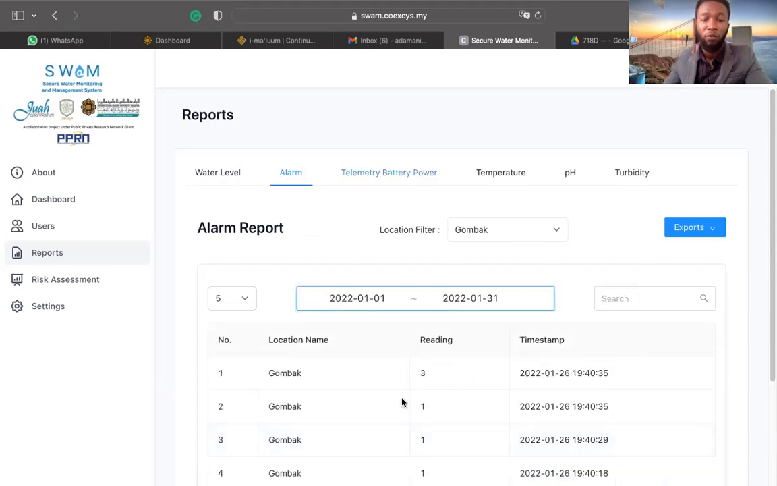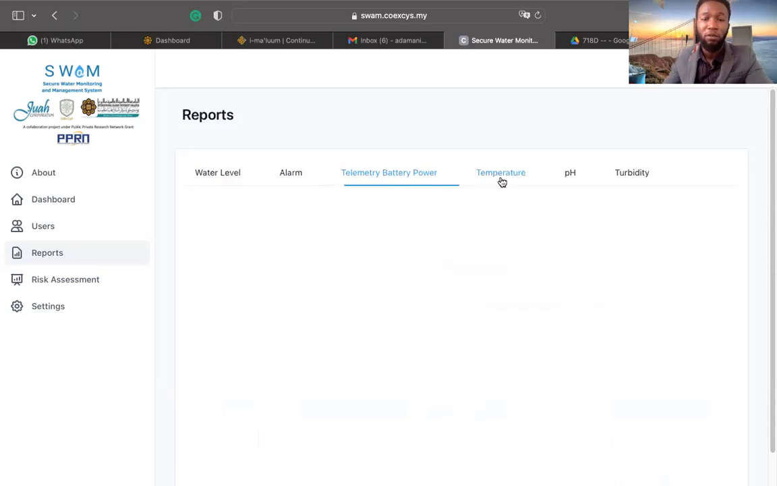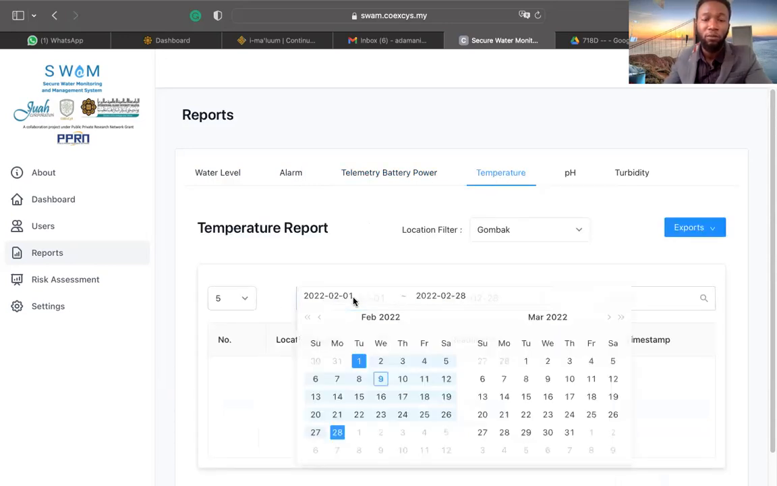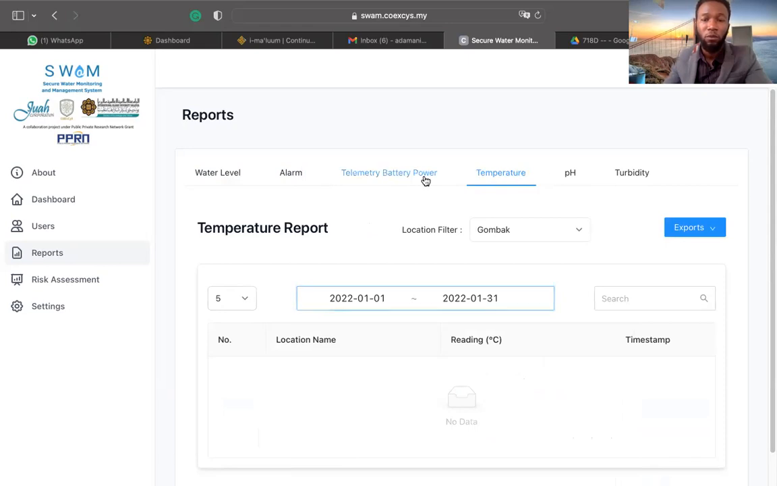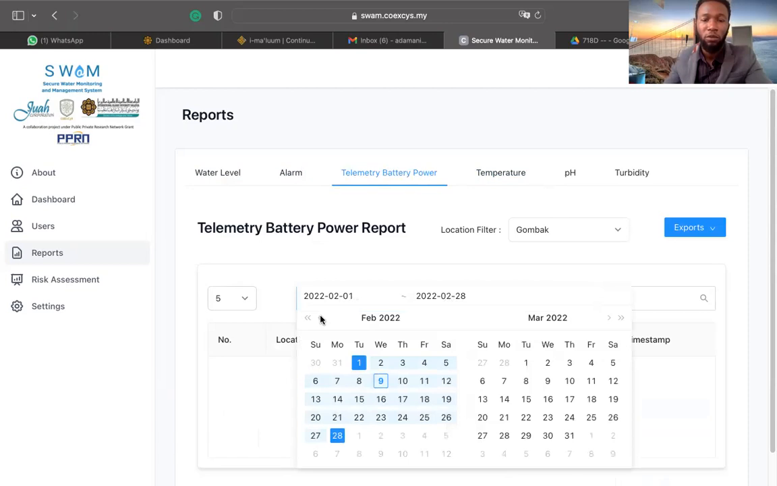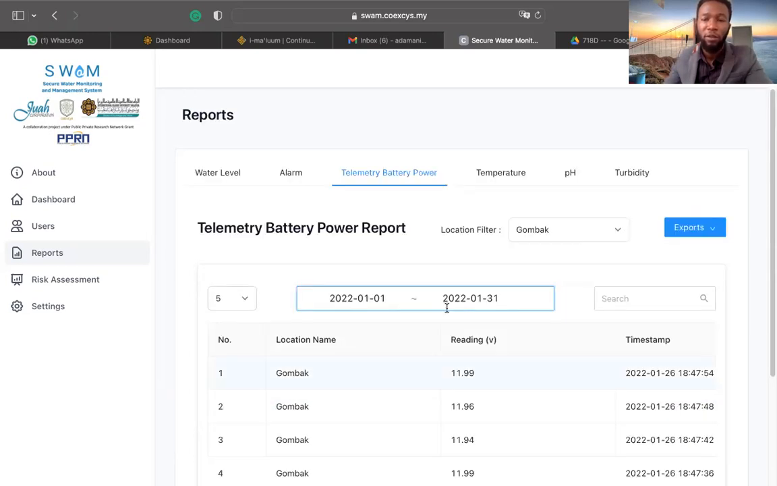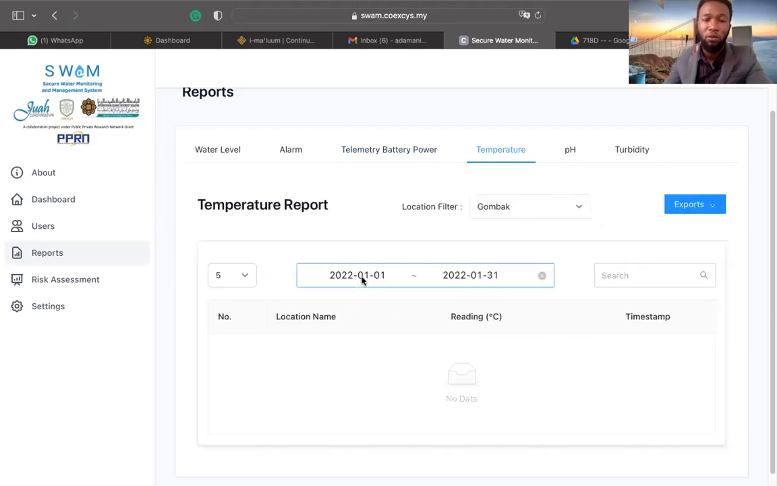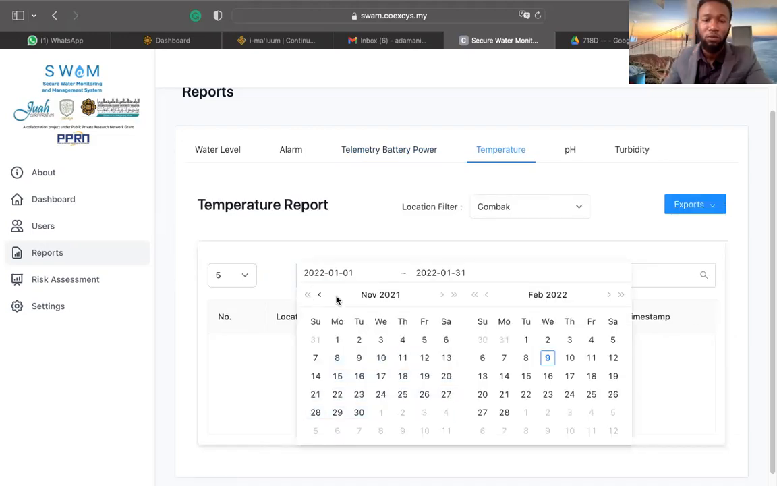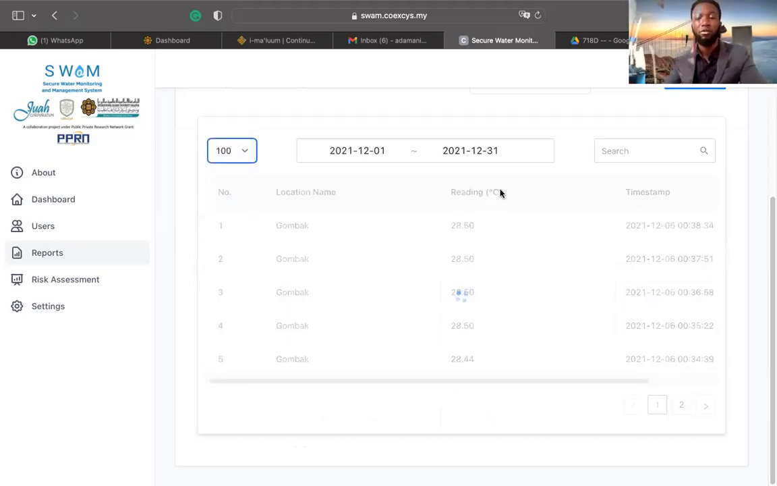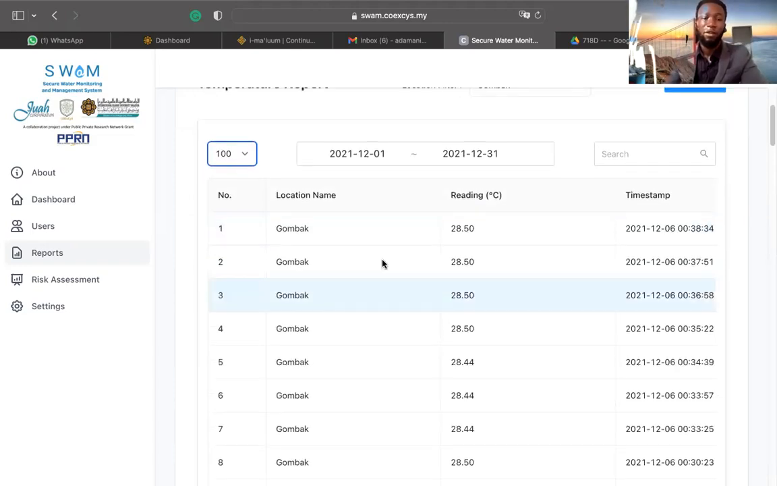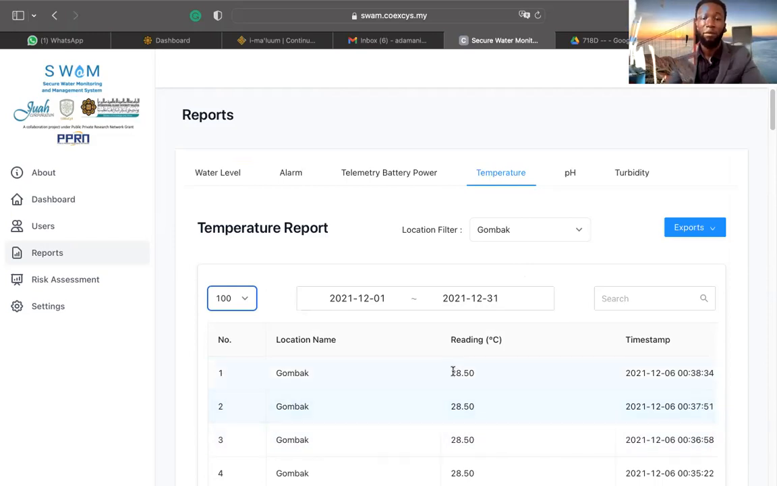When we look at the alarm, we have the battery and temperature here. Let's look at the temperature from January. Okay, the battery. We have the data here that we connected, the temperature. We also have the data for the temperature in degrees Celsius. So basically, this is how the data are being collected and kept in the server.